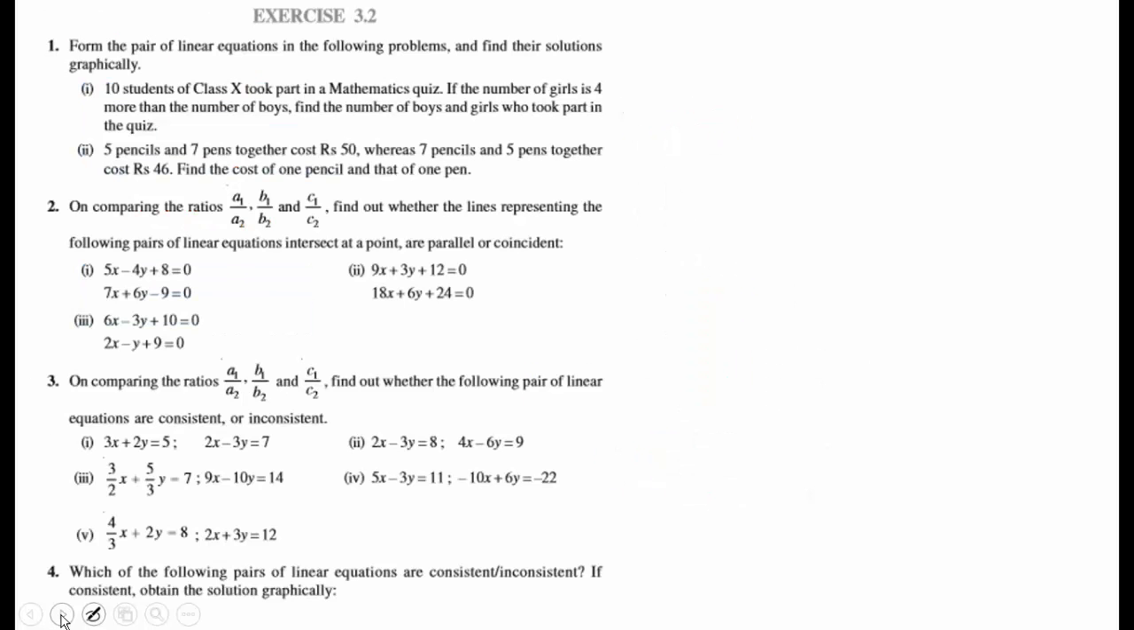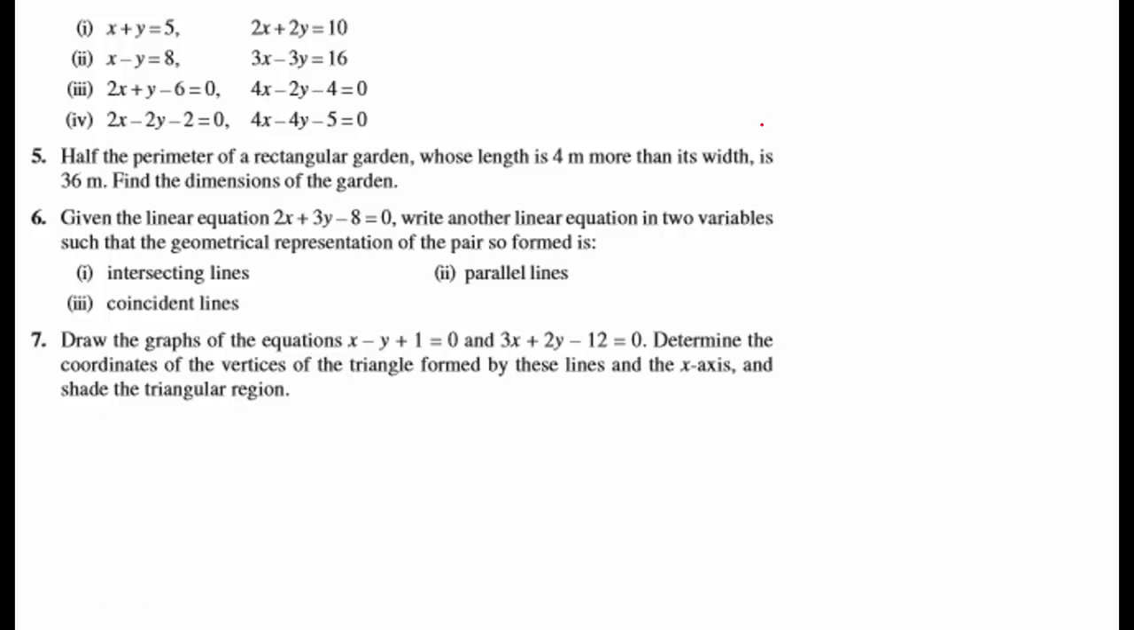Now this is exercise 3.2. You can solve this type of numericals. First, you have to make the equations and then solve them graphically; in second, you have to check whether the lines are parallel or coincident; in third, you have to check consistent and inconsistent pairs; and fourth, if consistent, then find the solution graphically. And there are word problems again. You will solve exercise 3.2.